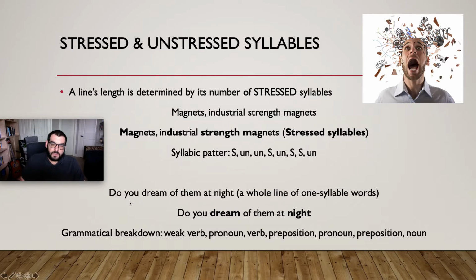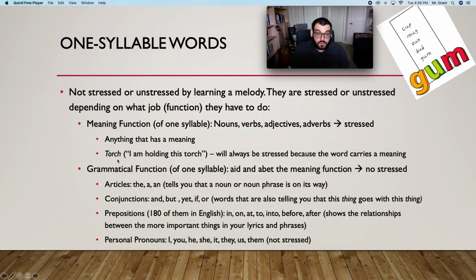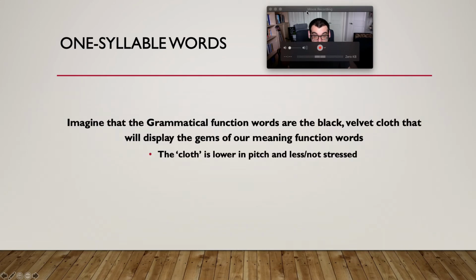Here's another example. Do you dream of them at night? This whole line is one-syllable words. Do you dream of them at night? Seven syllables total, one syllable per word. Listen very carefully. Do you dream of them at night? Remember, when we have one-syllable words, we have to really think about how the English language breaks apart. If we go back, we have the meaning function words and the grammatical function words. That's if you have stressed or unstressed syllables.